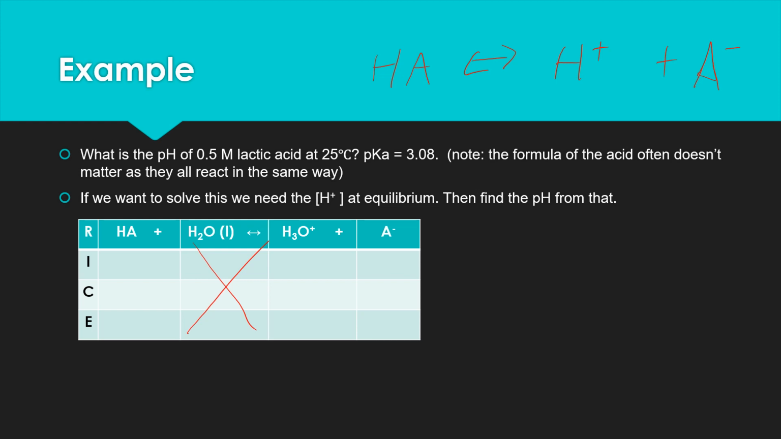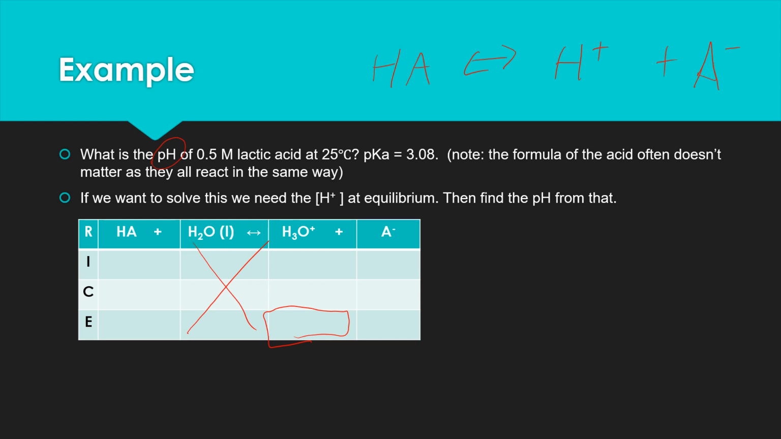our equilibrium anyway. So if we want to solve this, what we're going to really need in terms of finding the pH is we need this value. We need our equilibrium value for the hydrogen ion or the hydronium ion, since those are replaceable. And then we find our pH from that. So we need to complete our ice table. We need to solve for that equilibrium concentration, and then we can find our pH.